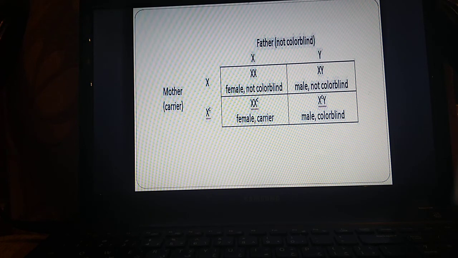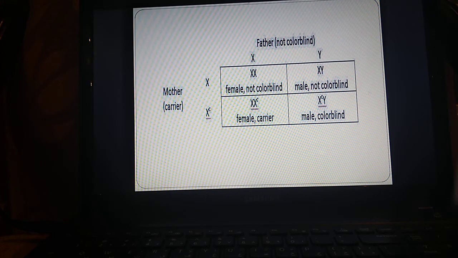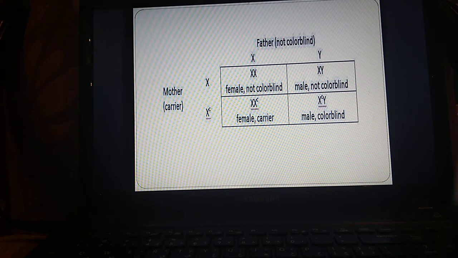We have a father and a mother. The father is a healthy man. He's not colorblind. So his chromosomes are X and Y. Now the mother is not colorblind. She can see normally, but she carries this recessive gene in her cells.